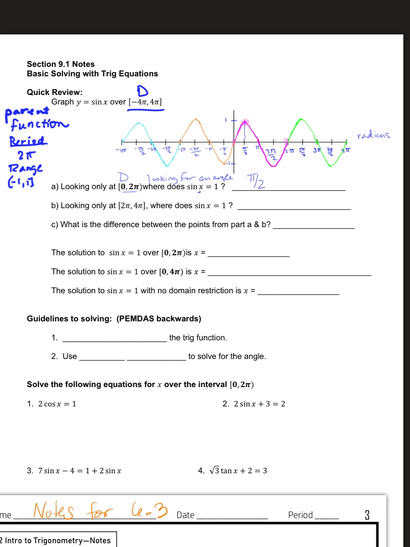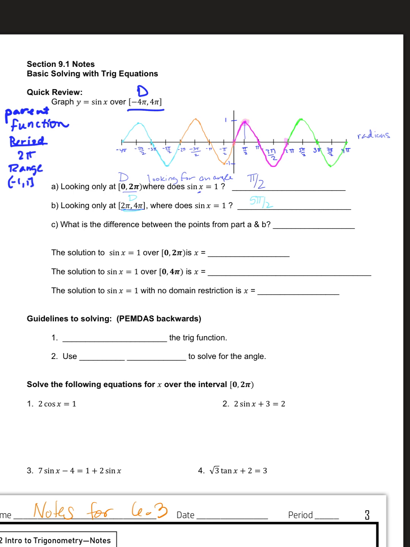Now if I'm just looking at the domain from 2 pi to 4 pi, where does that look like it is? It's the same kind of question. I'm looking from here to here only. Where do we see it at 1? Right at this point, which is 5 pi over 2. So it's going to be at 5 pi over 2.